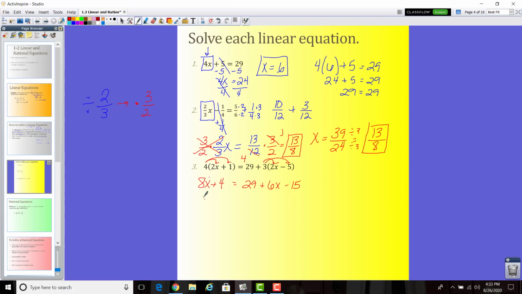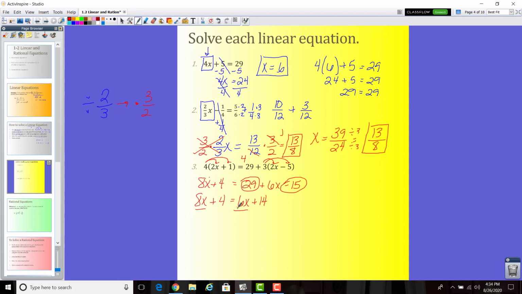Second step, combine like terms. 8x plus 4, that expression is as simplified as it can get. But on the right, 29 and negative 15 can condense because they are numbers, so I can combine them into one number term, and I get 6x plus 14. Third step, make sure all variables are together. Well, I have a variable term on the left and a variable term on the right. They are both positive in their places right now, so that means I will be subtracting them.